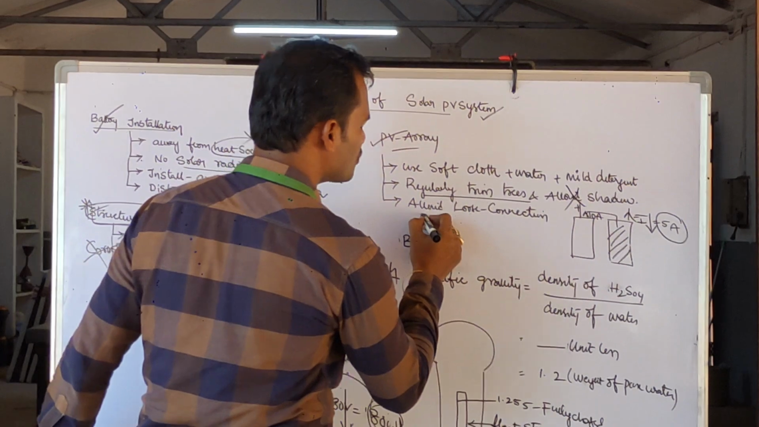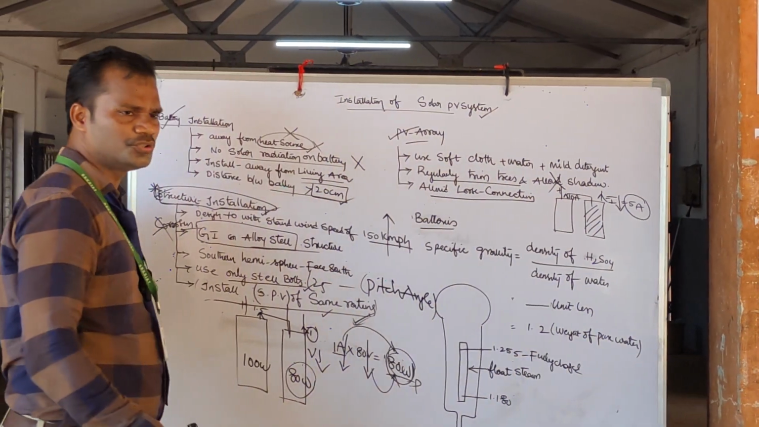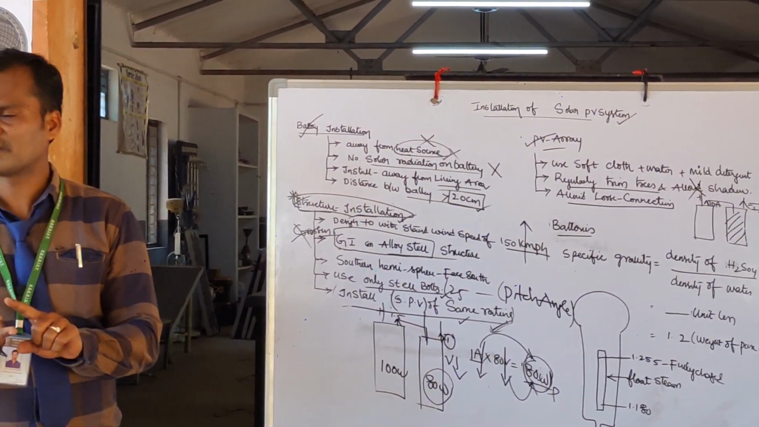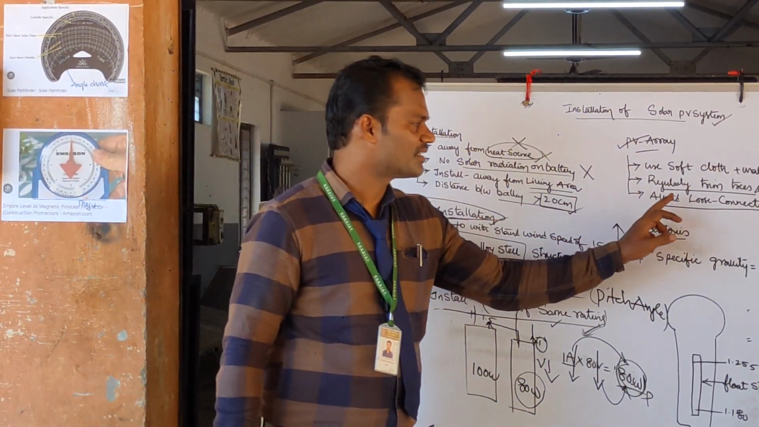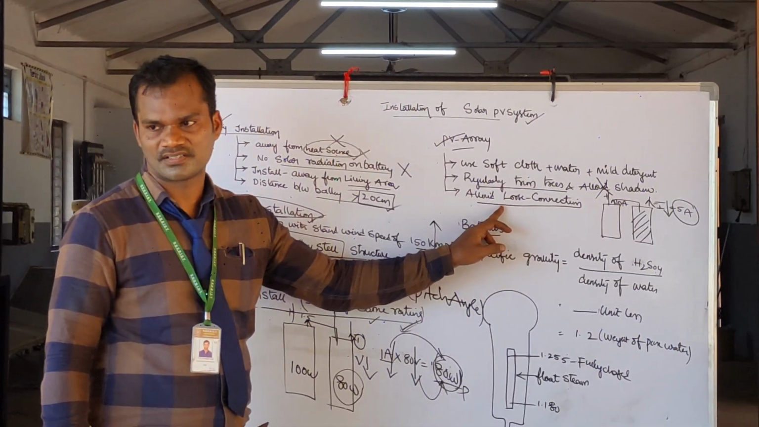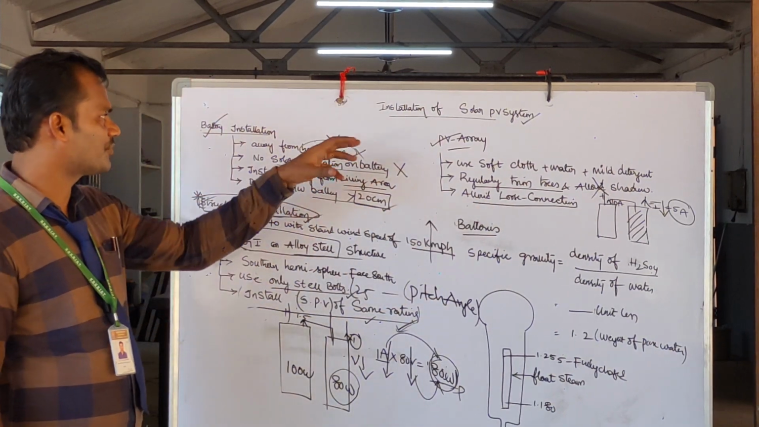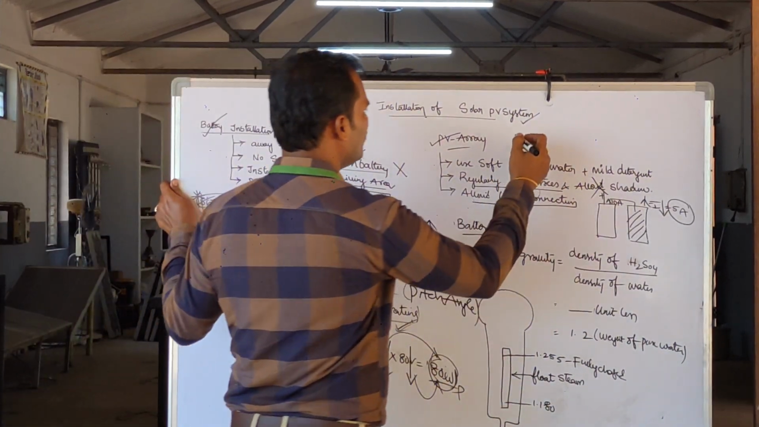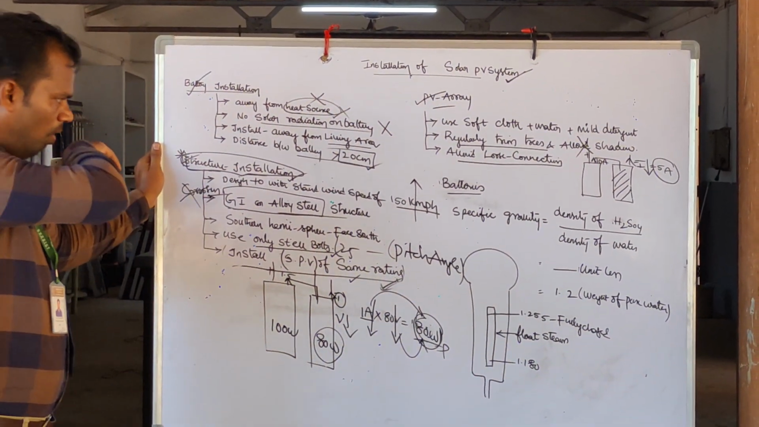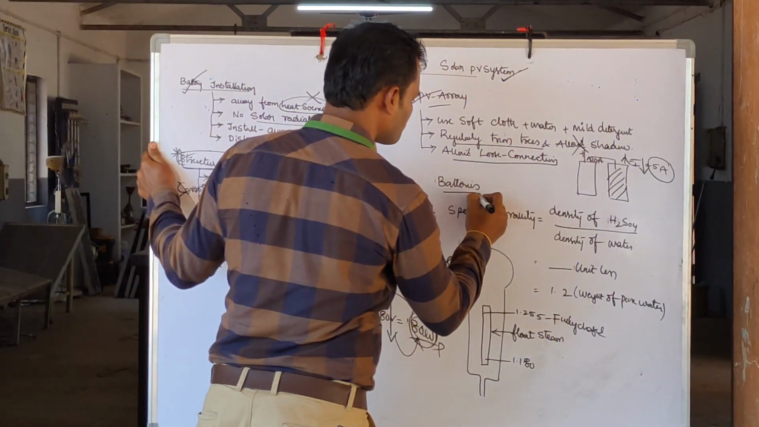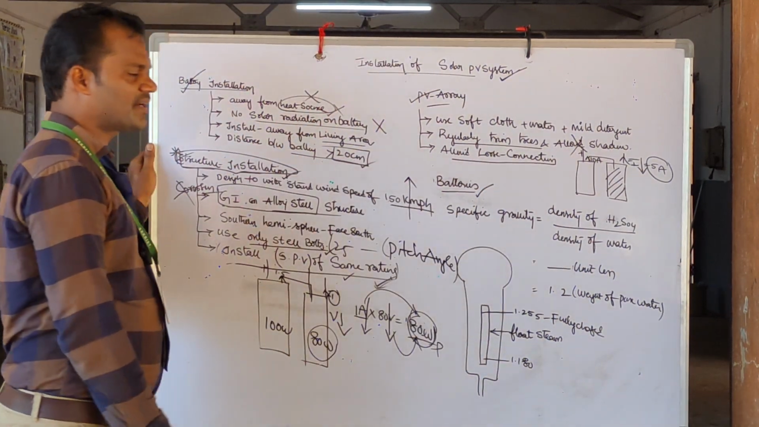And avoid loose connections. So you should use the proper electrical jointing methods and proper insulating methods in such a way that it will not have any loose connections. So these are the precautions what you have to take while you are installing a solar PV plant. Now coming to the batteries.